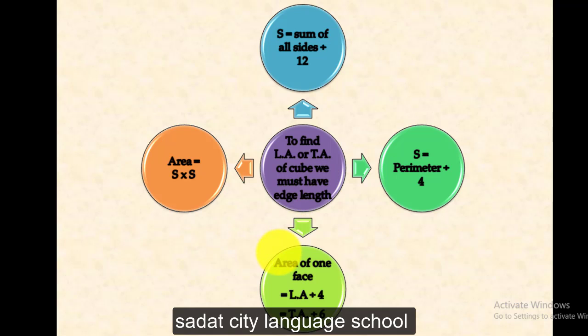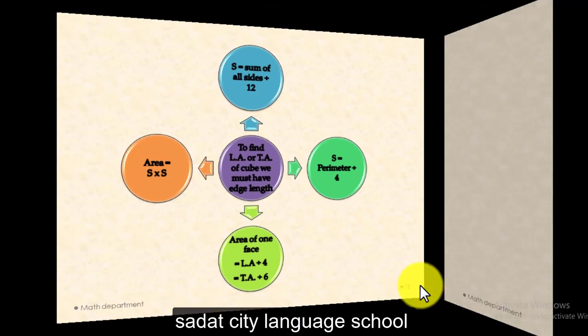We have another part. If he wants the lateral area and gives the total area, or if he wants the total area and gives the lateral area, from this or this, I don't need the side length. I need the area of one face. How? If he gives the lateral area, can we find the area of one face? Yes, area of one face equals lateral area divided by 4. If he gives the total area, can we find the area of one face? Yes, total area divided by 6. Okay.